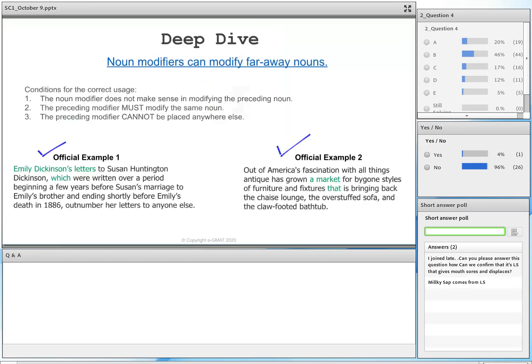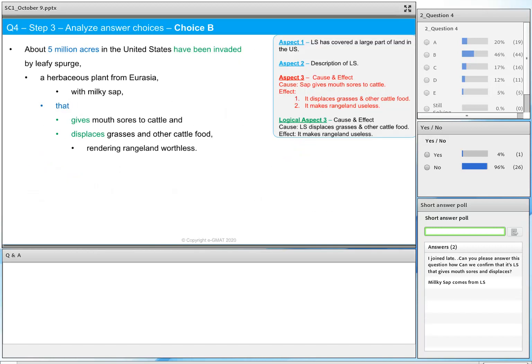Let me go back. It's skipping. Okay. So these are the two official questions that use the same structure of faraway noun modification. And Stacy, whom I miss here today, has created wonderful videos on these two questions, the link to which will be shared with you at the end of the session. So do take a look for your understanding of how noun modifiers can skip a few elements behind them to connect with the entity that they should logically connect with. All right. Now let's move on.